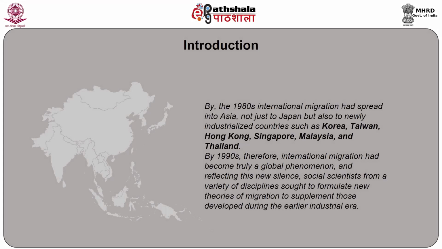By the 1980s, international migration had spread into Asia, not just to Japan but also to newly industrialized countries such as Korea, Taiwan, Hong Kong, Singapore, Malaysia and Thailand. By the 1990s, therefore, international migration had become truly a global phenomenon, and reflecting this new reality, social scientists from a variety of disciplines sought to formulate new theories of migration to supplement those developed during the earlier industrial era.